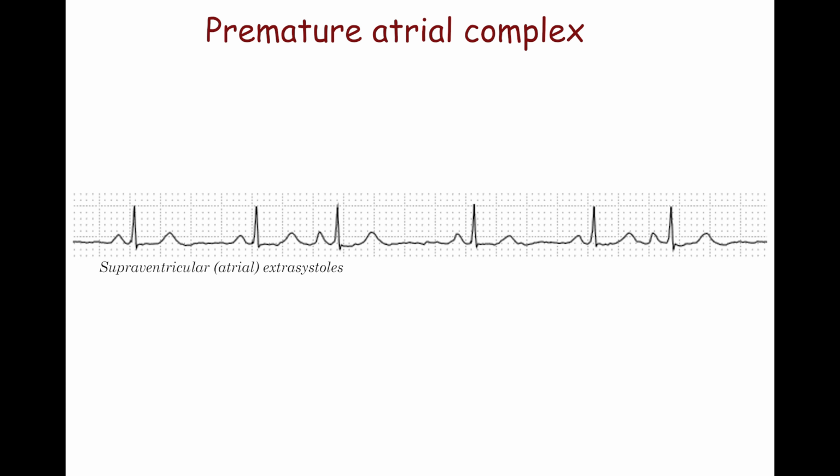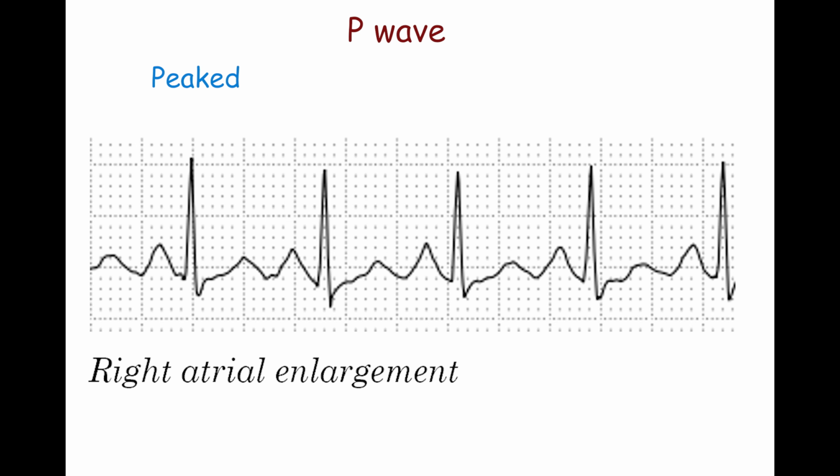A premature P wave followed by a QRS complex is called a premature atrial complex, or supraventricular extrasystole. Its shape is typically markedly different from either of the P waves of sinus origin. A high P wave with an acute apex is called a peaked P wave.